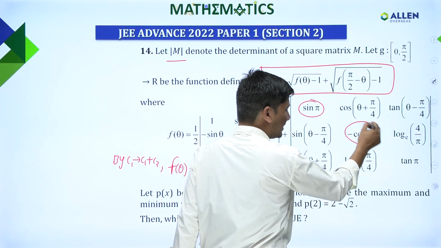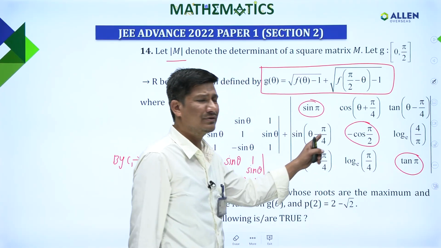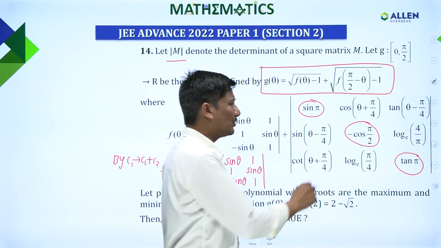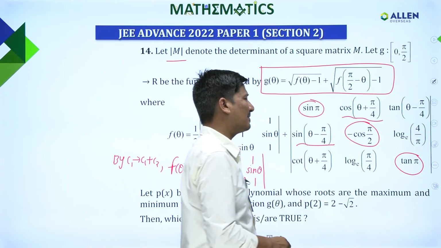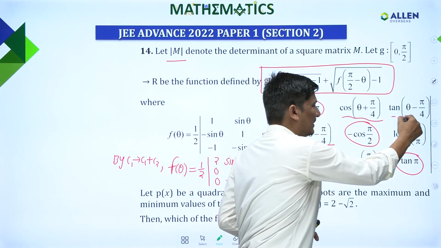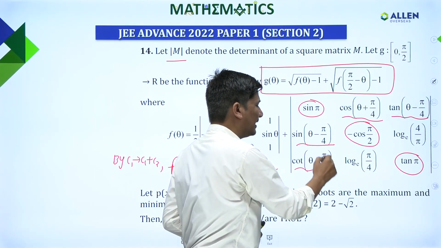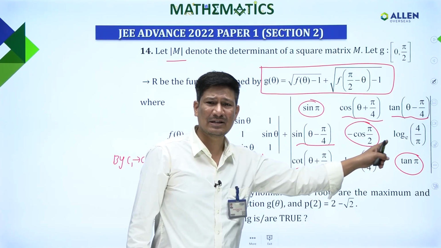Cos pi by 2, that one is also 0, and tan pi means all the diagonal entries are equal to 0. Now guys, if you observe those entries, cos theta plus pi by 4 and this one will come out to be opposite to each other in sign. Similarly, tan theta minus pi by 4 and cot theta plus pi by 4 come out to be opposite in sign, like that, those entries also.